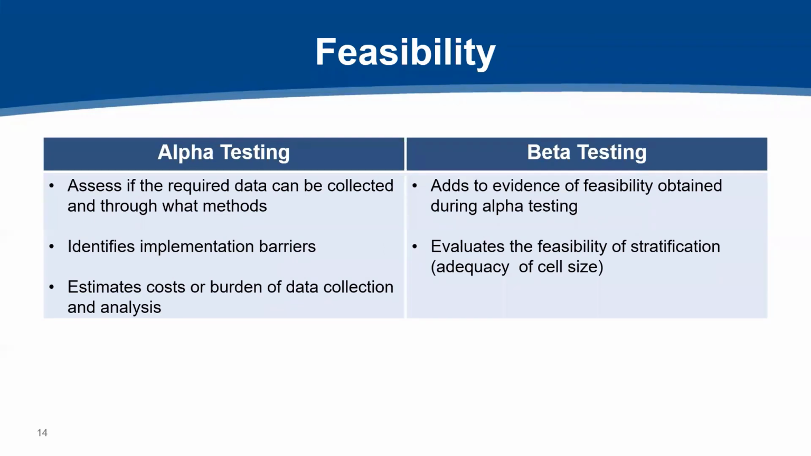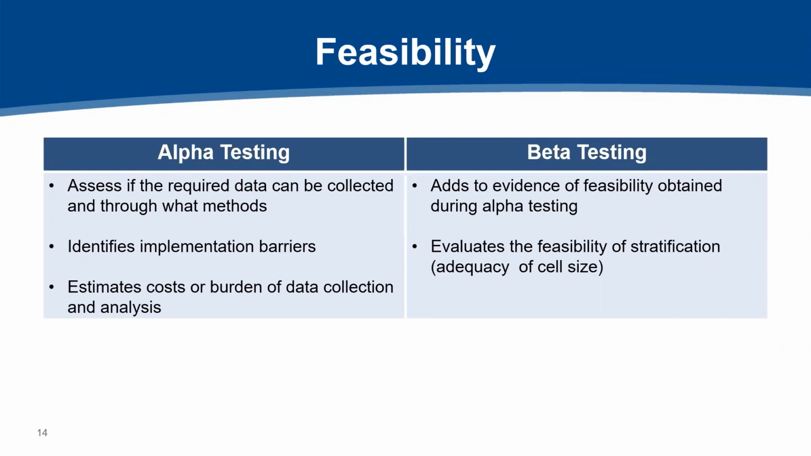In contrast to that limited role we saw that alpha testing plays in scientific acceptability, alpha testing can contribute a lot to understanding measure feasibility. So for example, during measure testing, you'll assess if the required data for the measure can be collected and through what methods they can be collected. So maybe you'll look to see if a particular data element is included in the EHR, or if instead it's included in an ancillary administrative data set that you don't have access to. Alpha testing can also help identify any implementation barriers associated with data collection and can estimate costs or burdens associated with data collection and data analysis.